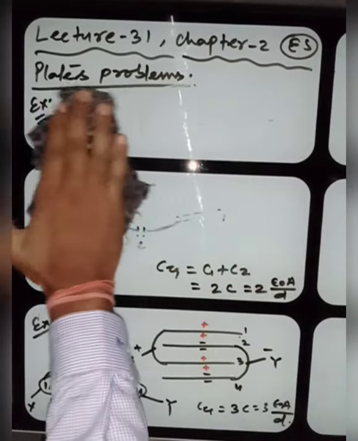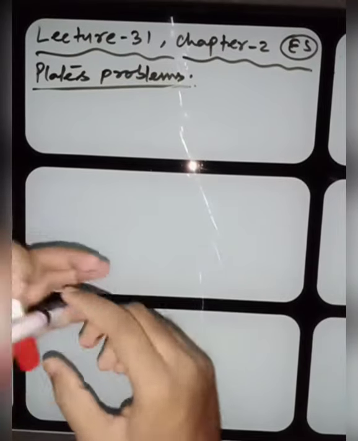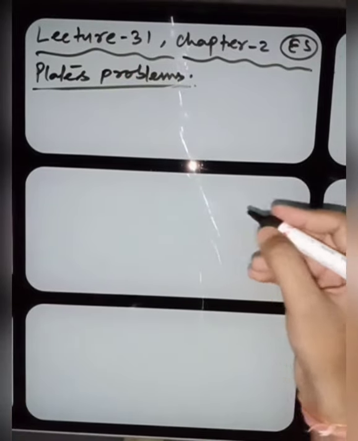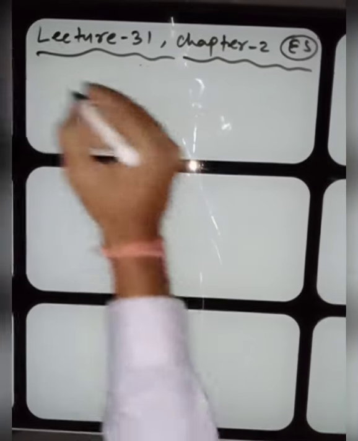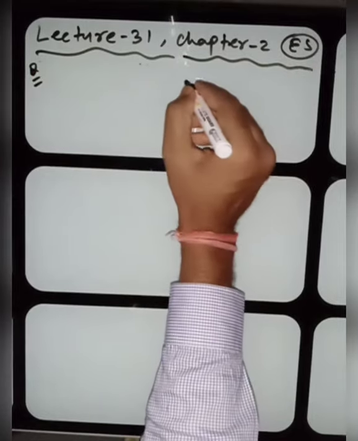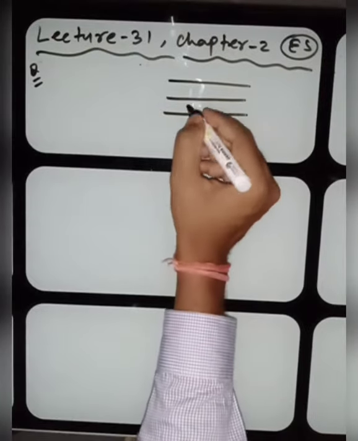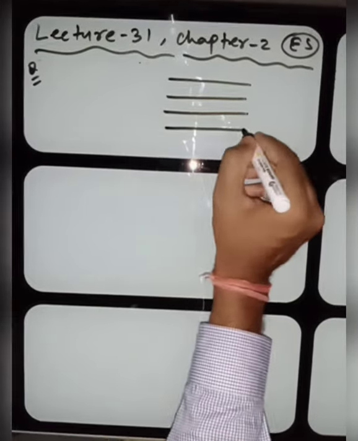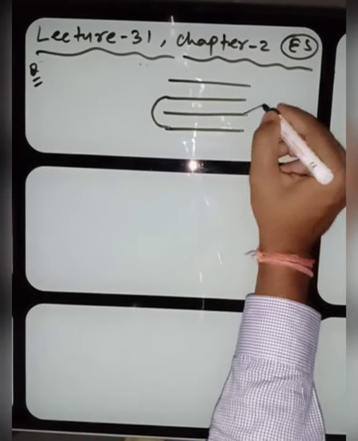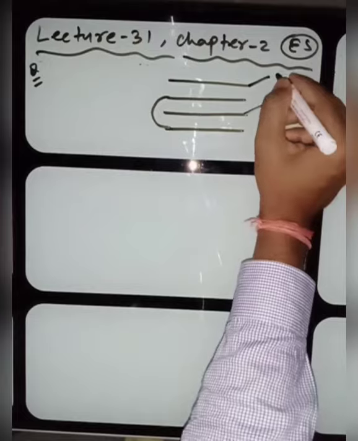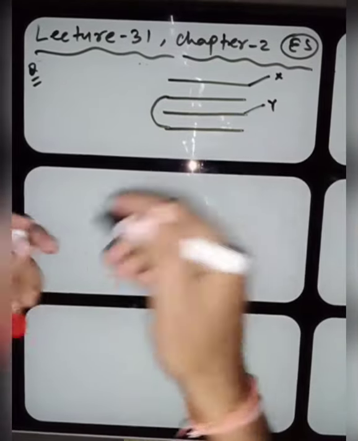Okay, let me give you another question. If you understand, then try to solve by yourself, my dear student. Now this one is the question of plate problem. This would be your classwork. Suppose this is X and this is Y. You have to find the capacitance. If you can solve, try to solve.